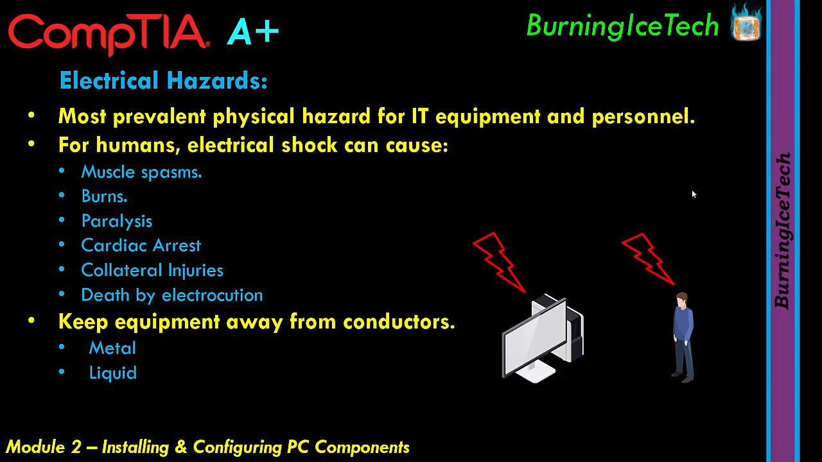Keep equipment away from conductors. Now, the course mentions metal or liquid, but it's obviously not just limited to metal or liquid. Anything that can conduct an electrical current is a conductor. So metal and liquid are just some of the most common things. If you have a liquid spill somewhere and there's, for example, an electrical cable near that, someone could very easily get electrocuted if they touch that spill. If an electrical cable is, for example, touching a piece of metal somewhere along the line, and someone touches that same piece of metal, yeah, I think you guys can do the math. It's not going to end well.